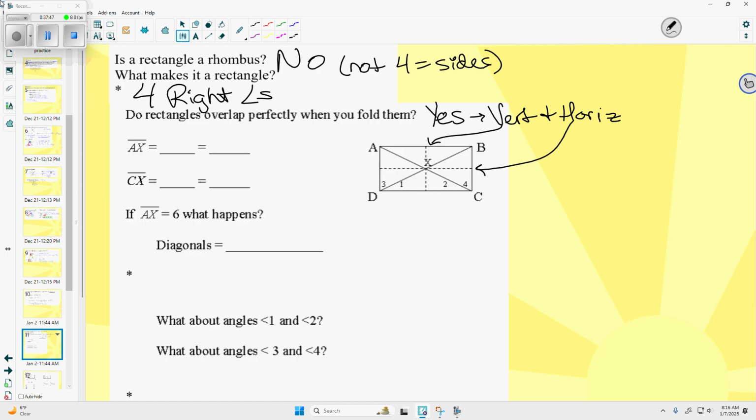So if that is the case, what is AX congruent to? I'll fold hot dog. What is AX congruent to if I fold down? DX. So AX was congruent to DX. What if I folded the other way? What would AX be congruent to? BX.